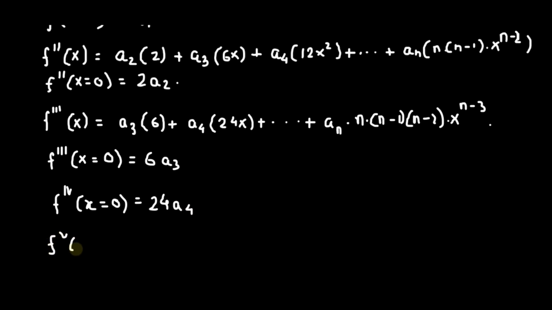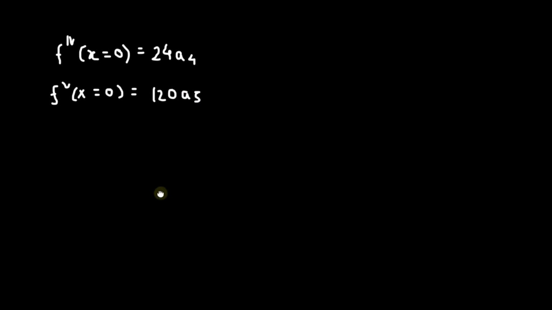And the fifth derivative of the function calculated at x equals 0 is going to be equal to 120a5. So what I'm going to do is list all the values starting from f prime. So we have f of 0 equals a0. Then we have f of 1, which is equal to a1.